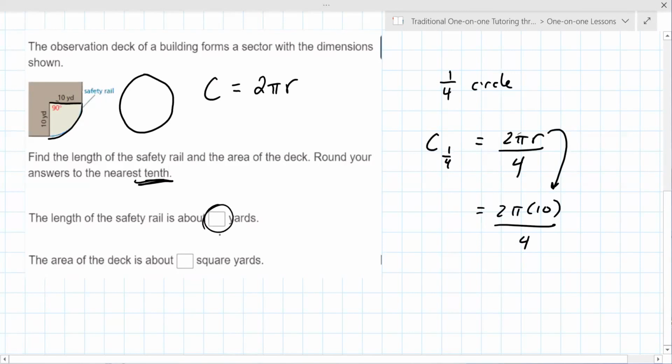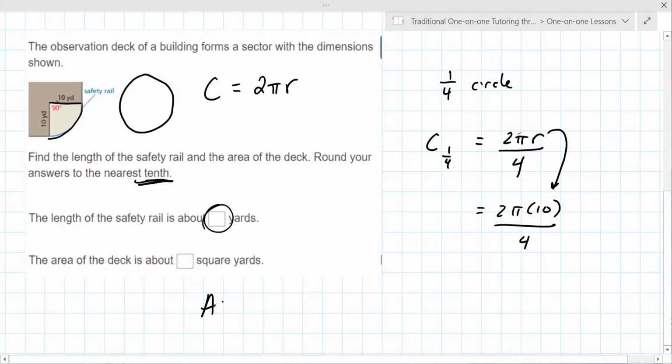Don't close the door. That's my shoes. 15.70. Just 1 decimal place though, so maybe 15.7. Yeah. And I love you.